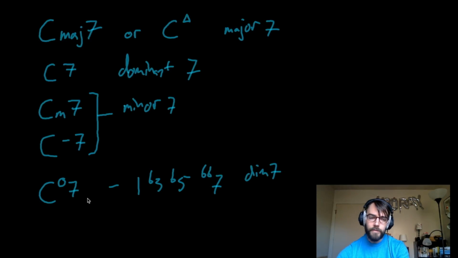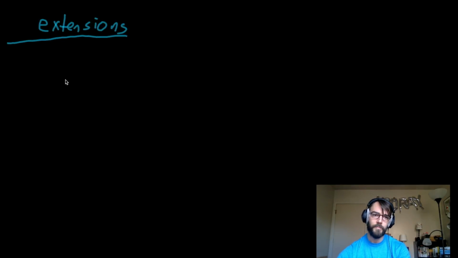So some other common things here would be adding extensions. I just want to make a special note of this. What I mean by extensions is when we're building chords, there's kind of a cutoff point. If you think about a major scale, we have 7 different notes. So 1, 2, 3, 4, 5, 6, 7, and then the 8th note, if we were going to continue, would be the same as the first note, which means the 9th note would be the same as the 2nd, 10th would be the same as the 3rd, and so on and so forth.